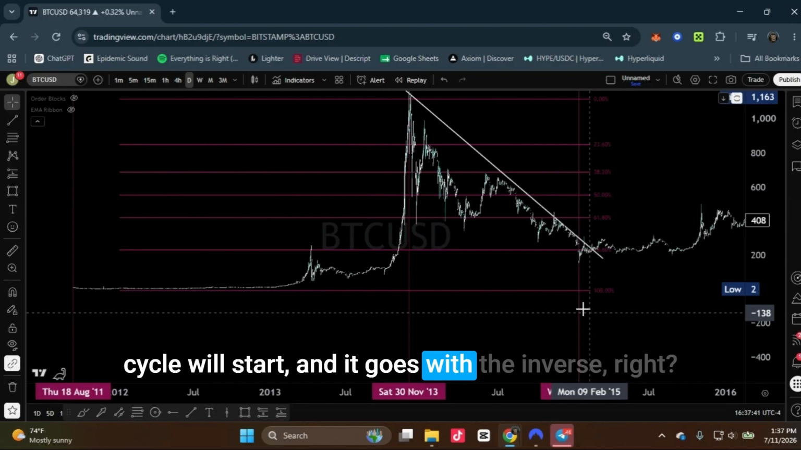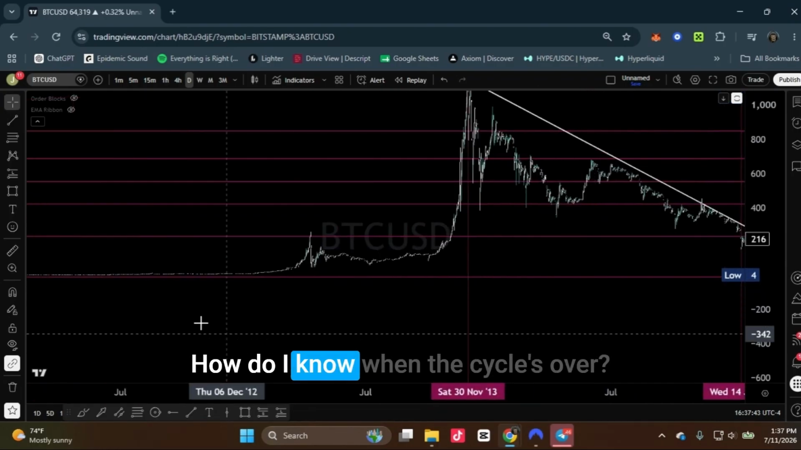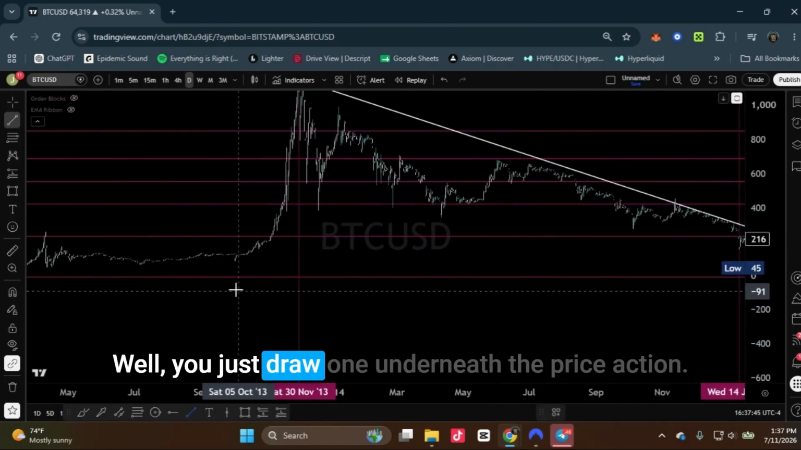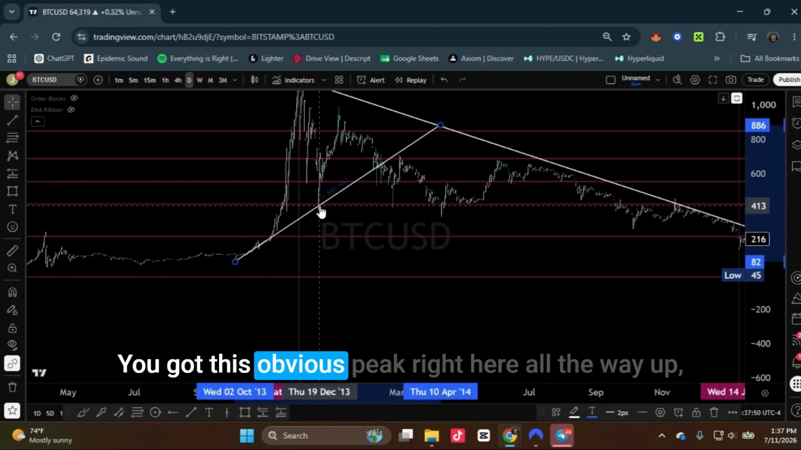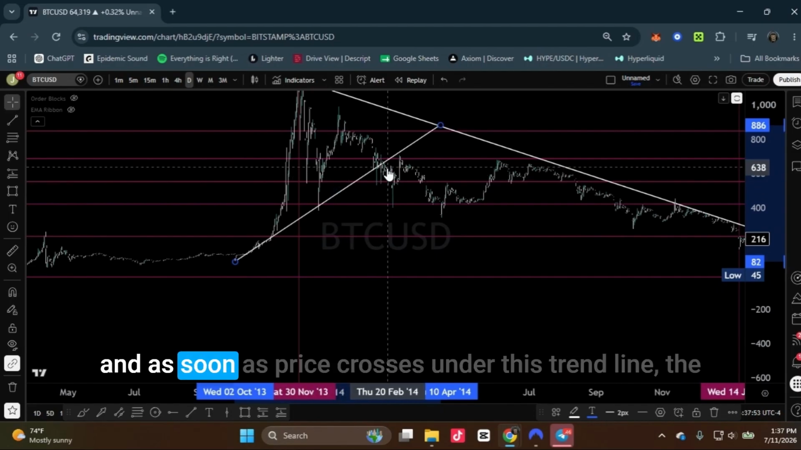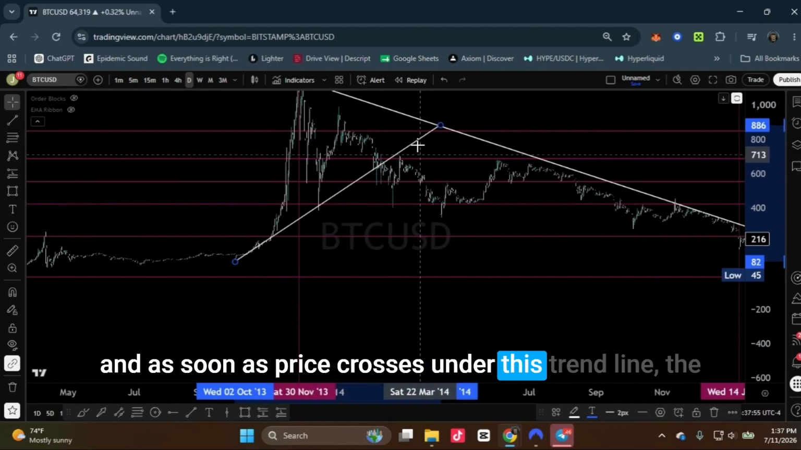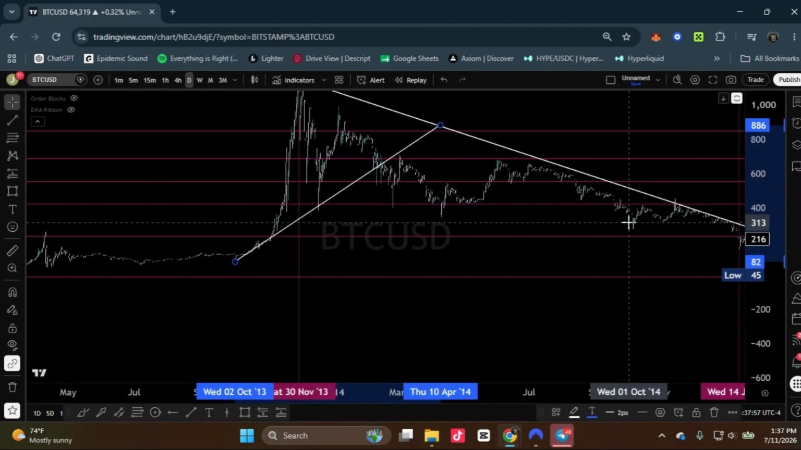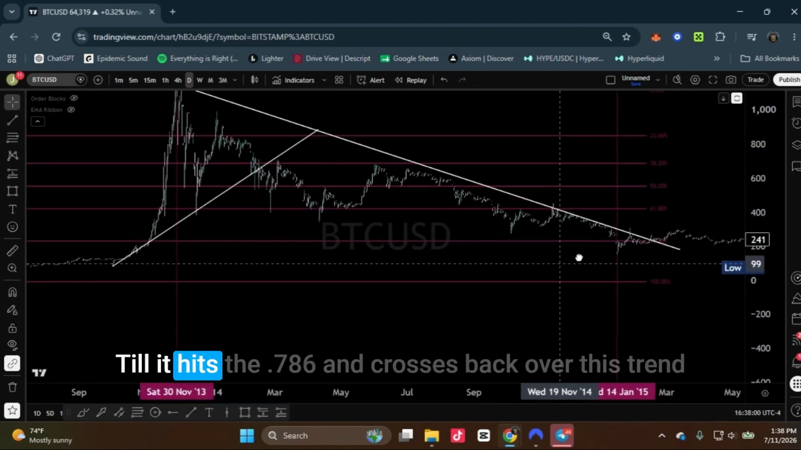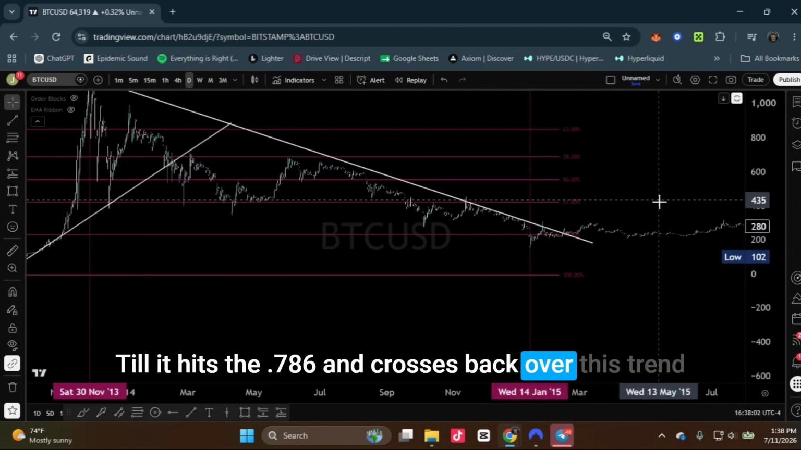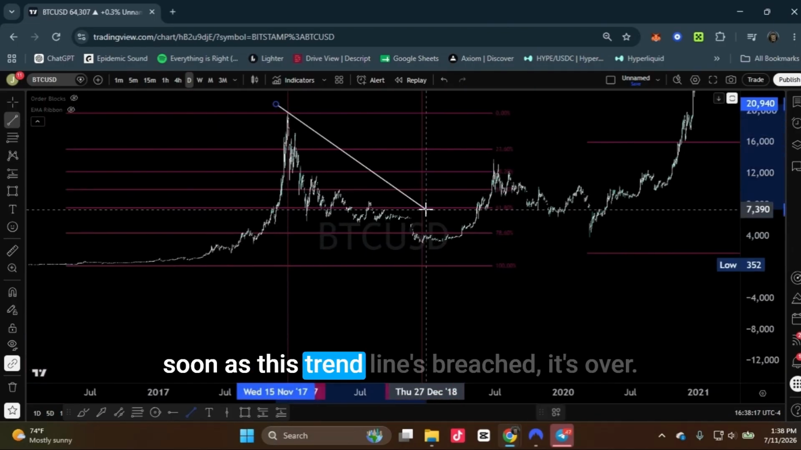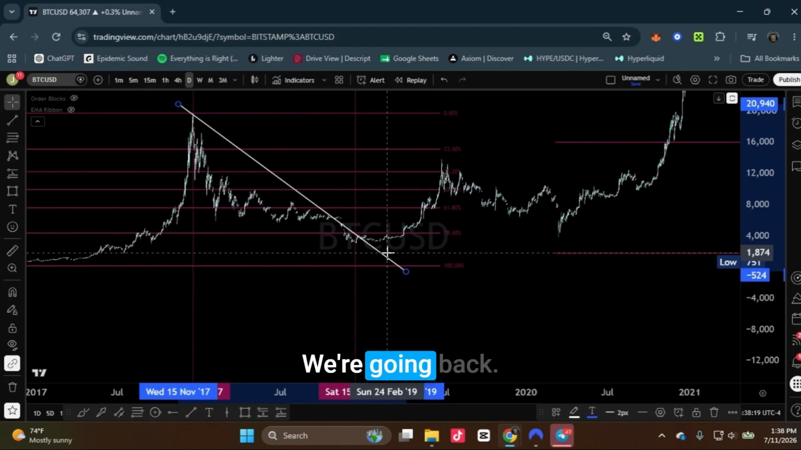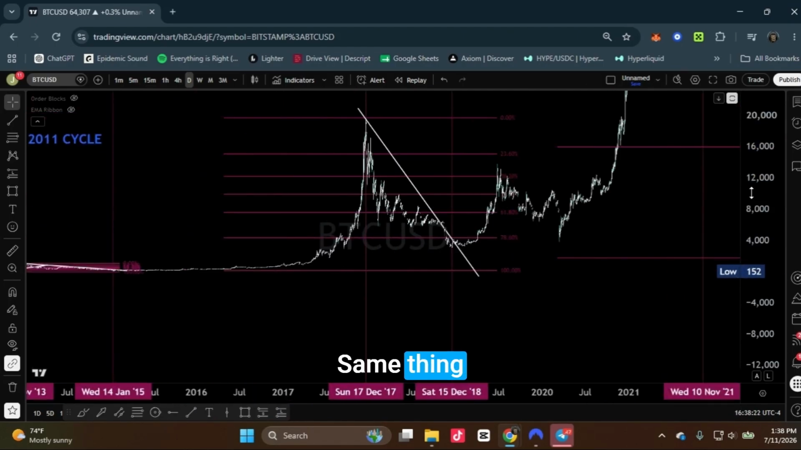And it goes with the inverse, right? How do I know when the cycle's over? Well, you just draw one underneath the price action and try and line it up. You've got this obvious peak here all the way up, and as soon as price crosses under this trend line, the cycle's over, until it hits the 786 and crosses back over this trend line. Let's look at the next cycle. Easily identifiable. As soon as this trend line's breached, it's over. We're going back. Same thing.